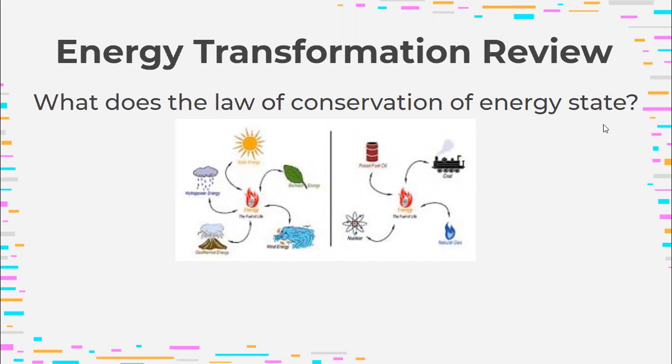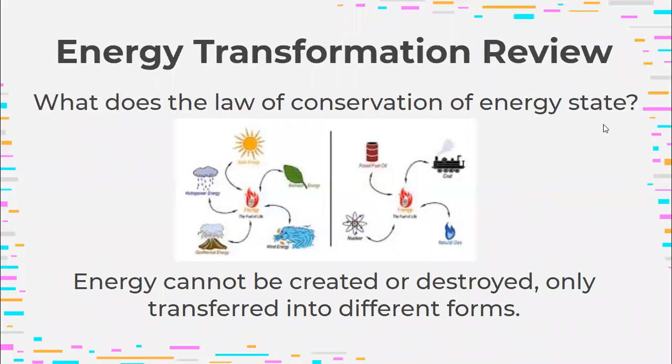What does the law of conservation of energy state? It says that energy can neither be created nor destroyed. It just transforms, which means it changes from one form to another. It's very much like the law of conservation of mass, which says that no new substance, no new matter can be made. It can only be changed. Energy cannot be created. It cannot be destroyed. It only transfers or changes through different forms.